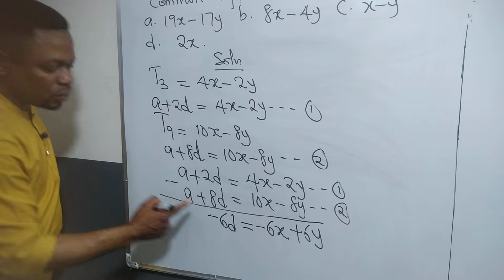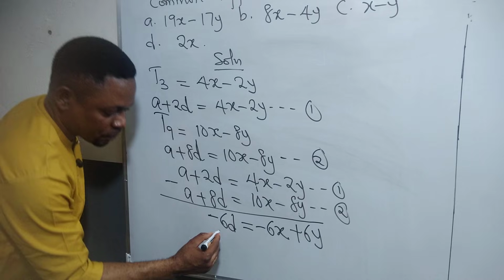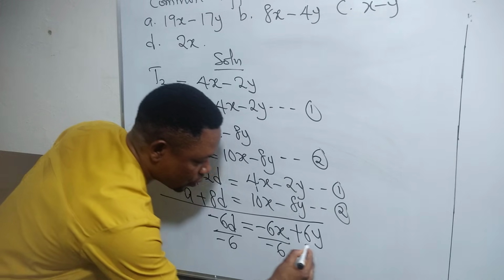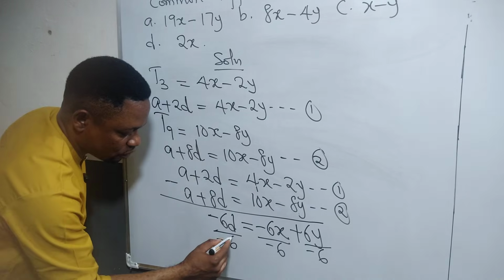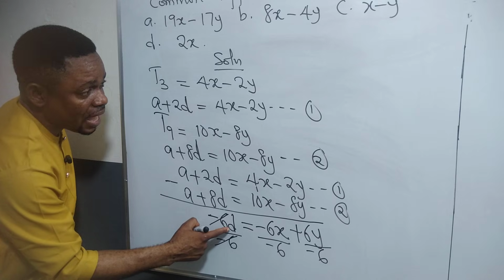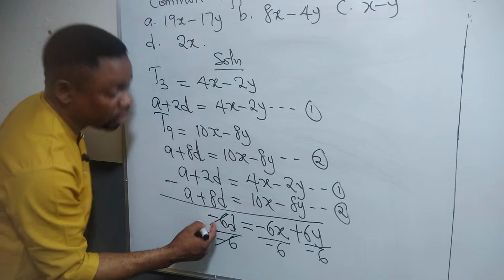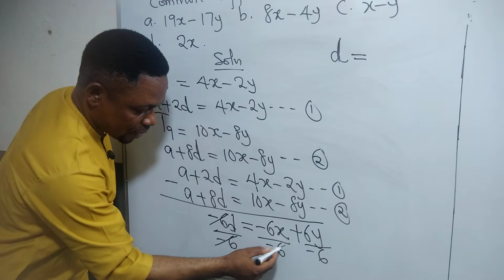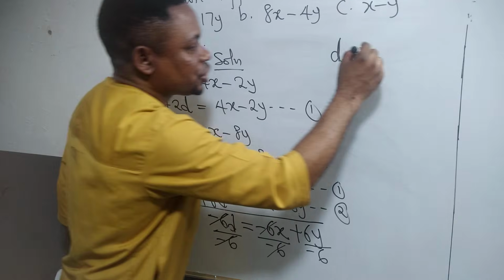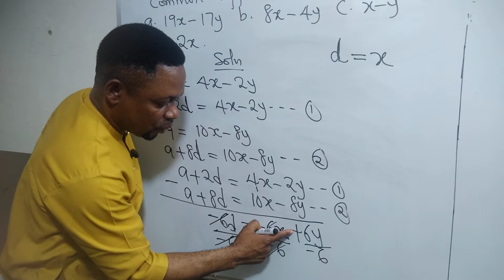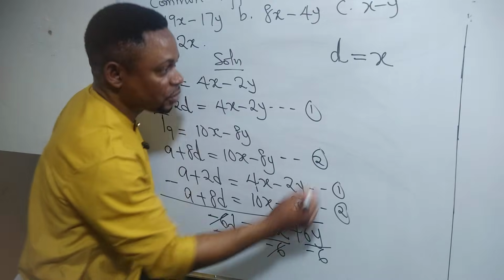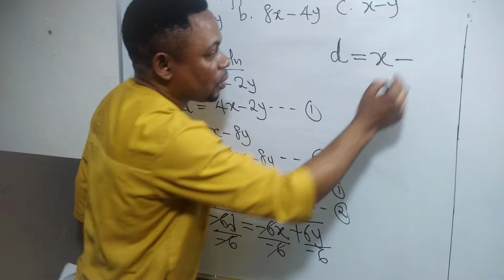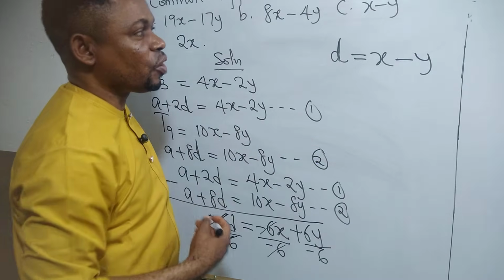Are you with me? Now, remember we are looking for the common difference. I will now go here, divide by minus 6. Go here, divide by minus 6. Go here, divide by minus 6. So minus 6 will cancel minus 6. I have now made d the subject of the formula. I will now say d is equal to, minus 6 will cancel minus 6, what is remaining is x. Are you there? I have plus and I have minus. Plus minus will give you minus. The 6 will cancel 6, remaining y. So this is the final answer, which is the common difference.